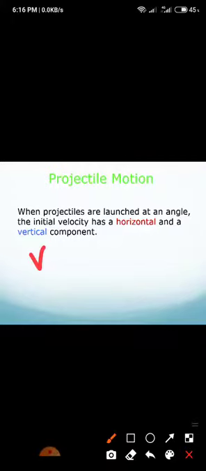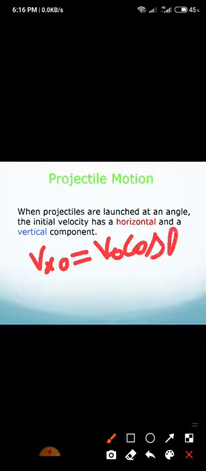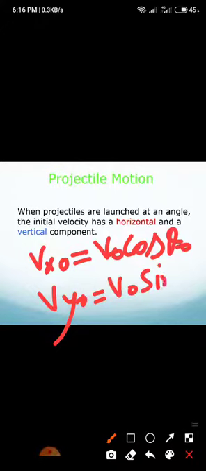When projectiles are launched at an angle, the initial velocity has a horizontal and a vertical component. I have found that Vx naught is equal to V naught cos theta naught, and Vy naught is equal to V naught sin theta naught. That was the initial velocity.